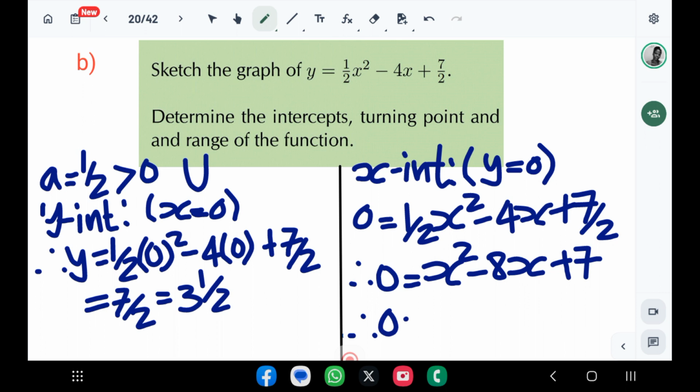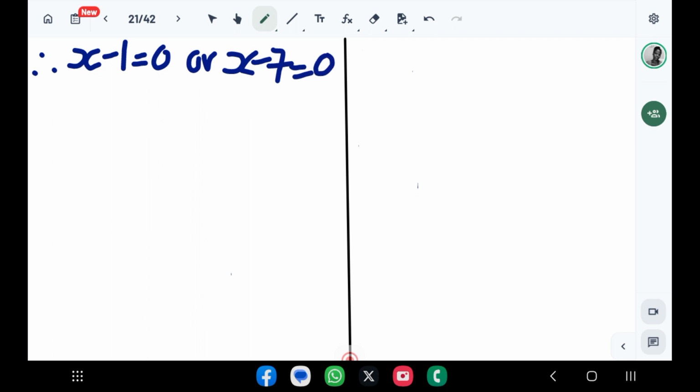Now factorizing this will be very easy. We've got x and x. The only factors of 7 are 7 and 1, which gives us 8. So that's minus 7 and minus 1, x minus 7 and x minus 1. Therefore, x minus 1 equals 0, or x minus 7 equals 0. Therefore, x equals 1, or x equals 7. These are your x-intercepts.